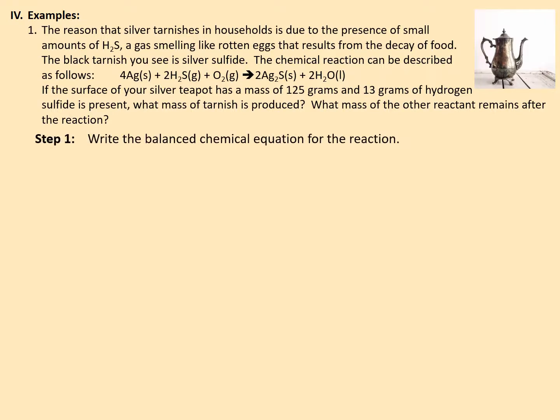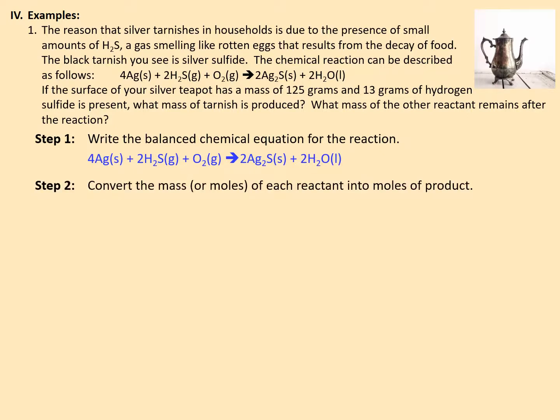So let's follow these steps, starting with the balanced equation. I'm just going to rewrite that equation because it's given to us in the problem. So that was rather easy. Step 2, we need to convert the mass or moles of each reactant into moles of product. Now here we see that we really have 3 reactants, but we're going to assume that the oxygen in the air is of course a reactant in excess, because there's always plenty of oxygen in the air, and also because quantities of oxygen were not given to us in the problem.